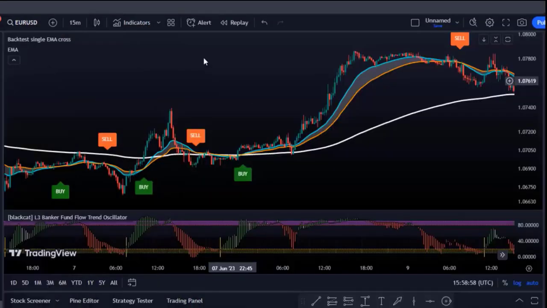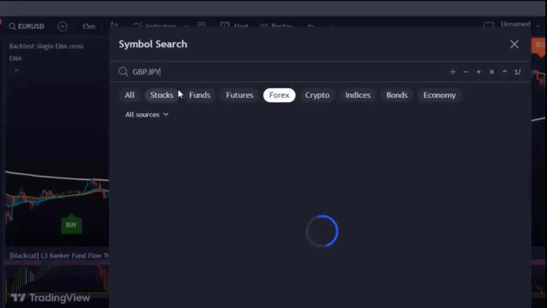So let's do the backtesting on the GBP/JPY 15 minutes time frame.